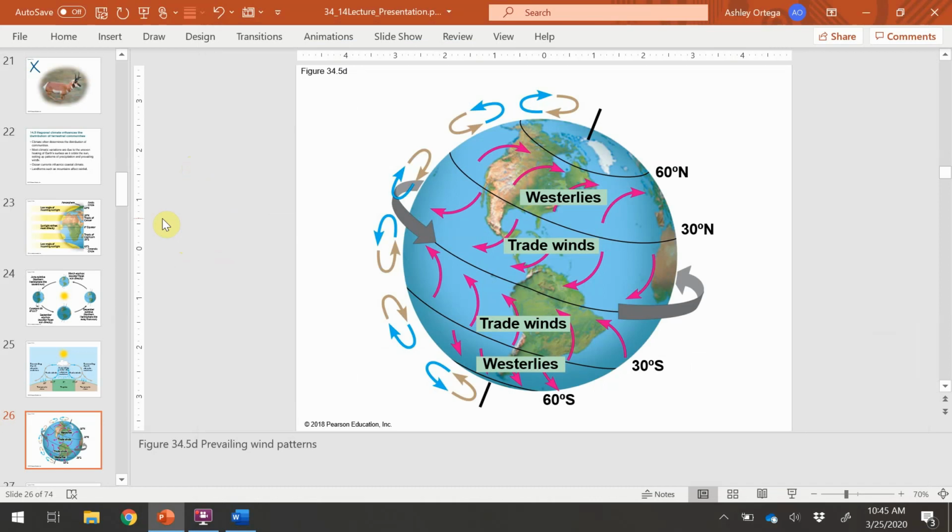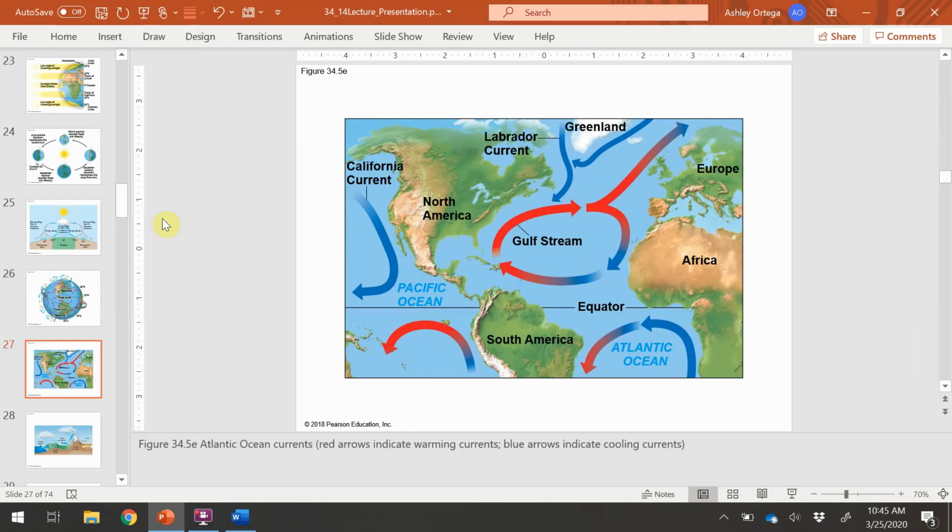Just as you can see, as the Earth rotates in a day's time, it does create more wind patterns. Those wind patterns are important, but it's not something I'm going to test you on. So go ahead and skip over this image then.